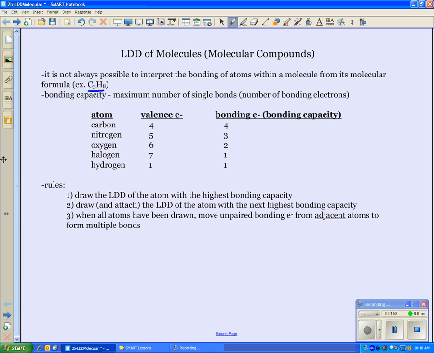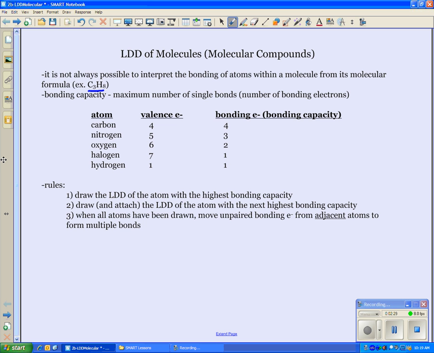To draw Lewis dot diagrams of molecules, we need to draw the Lewis dot diagrams of the atoms and start bonding them together. So the first step is to draw the Lewis dot diagram of the atom with the highest bonding capacity. If you don't remember the bonding capacities, the easiest way to think of this is to work from the middle of the periodic table, or closest to the staircase line, and out towards the right-hand side.